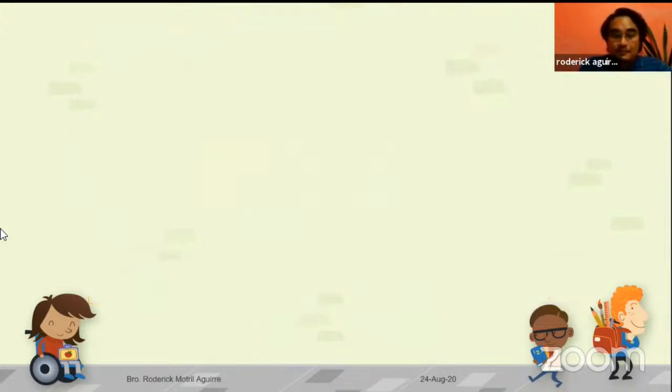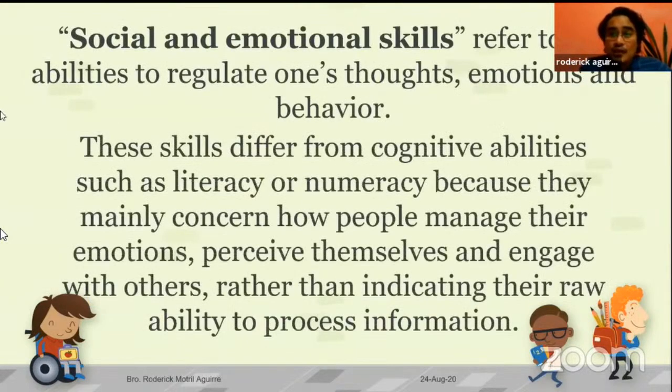All right. So on that note, the importance of social emotional skills to learning is that social emotional skills refer to the ability to regulate one's thoughts, emotions, and behavior. These skills differ from cognitive abilities such as literacy or numeracy because they mainly concern how people manage their emotions, perceive themselves, and engage with others rather than indicating their raw ability to process information. That's why social emotional skills are called people skills.